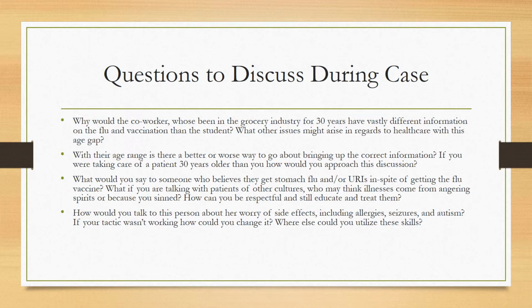And then finally, how would you talk to this person about her worry of side effects, including, as she brought up, allergies, seizures, and autism? And if your tactic wasn't working, how could you change it? Where else could you utilize these types of skills, these different tactics that you're going to employ?